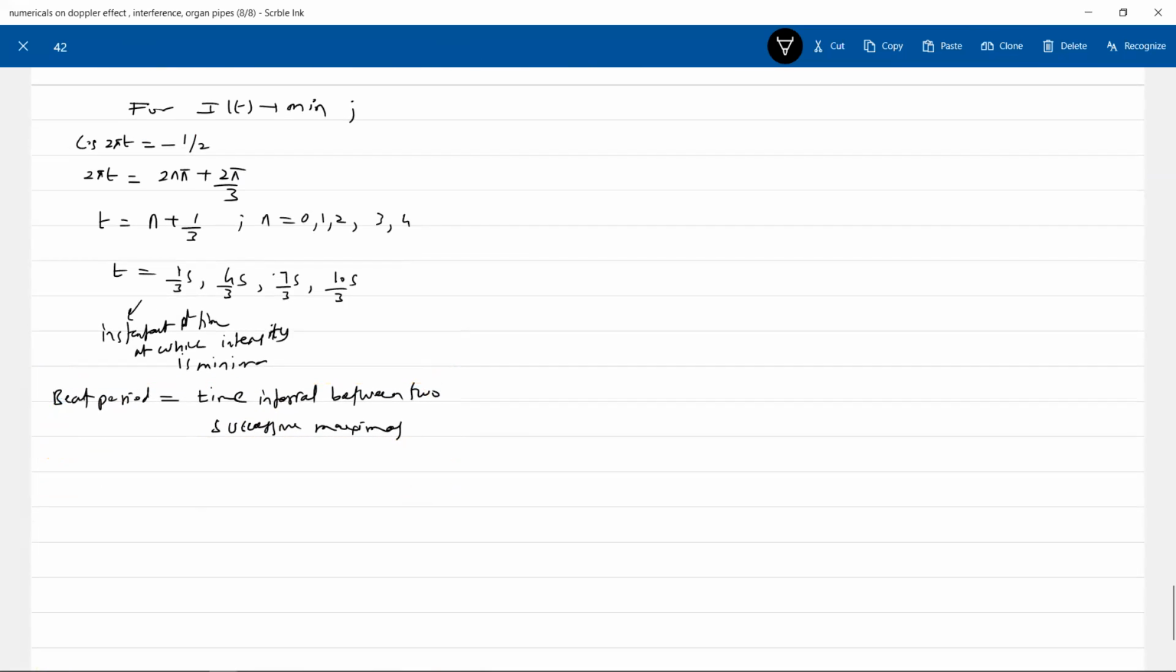The time interval between two successive minima is what? So what is the time interval? The beat period. 4 by 3 minus 1 by 3. How much are you getting? 1 second. What is the beat frequency?